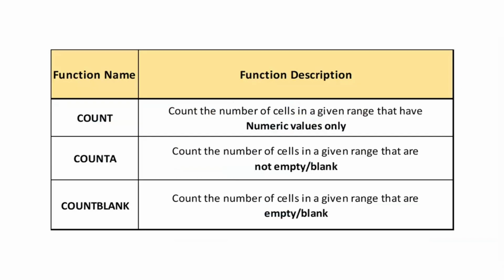So what do these functions do? Starting with count, it counts the number of cells in a given range that have numeric values only. Moving to count A, it counts the number of cells in a given range that are not empty or blank. Then count blank, it counts the number of cells in a given range that are empty or blank.